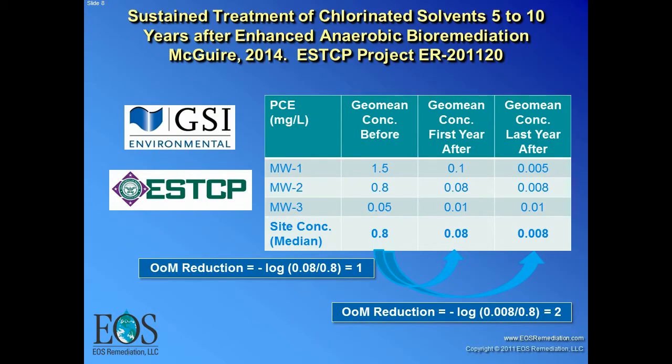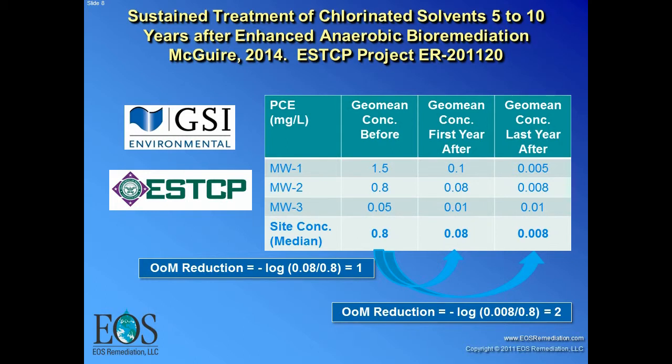Again, this is a study that Travis McGuire and the people at GSI have just recently completed, where they tried to extend that database. The guys at GSI like to use this term ohms, or order of magnitude reductions. So they compiled data from, I think, almost 40 sites.